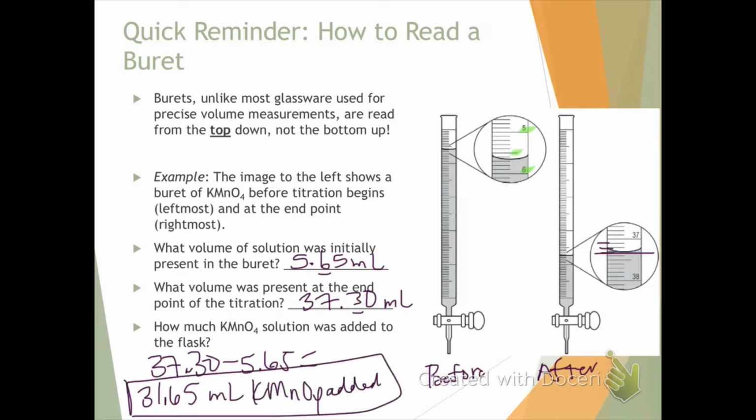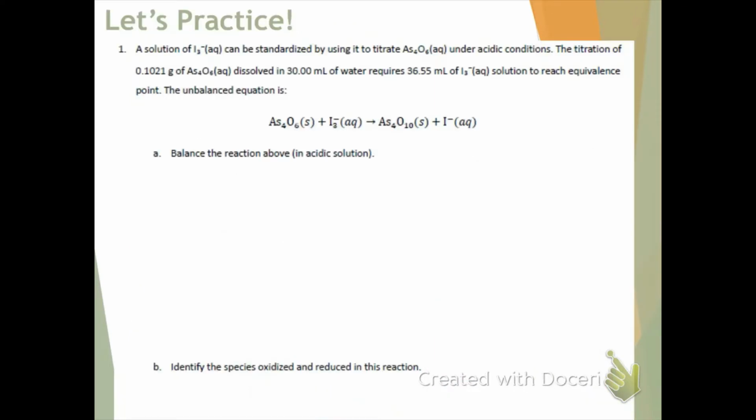So when you come to do your redox titration next class, you do want to be sure that you are following these rules to read a burette and especially measuring the correct number of sig figs here. Let's continue on and look at an example of a redox titration. We have a solution of I3- and it's standardized by titrating As4O6 under acidic conditions.